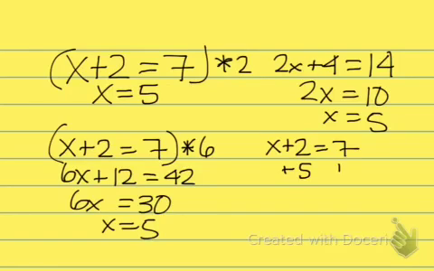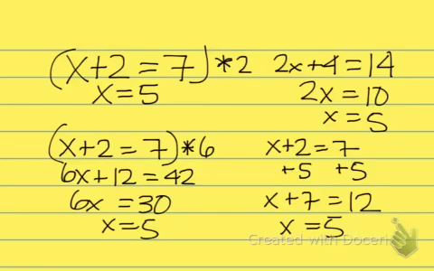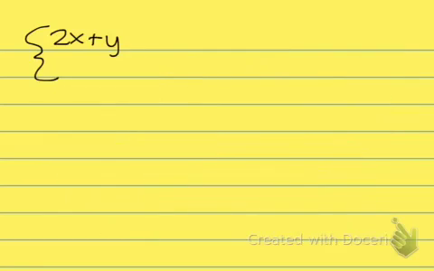And if I have x plus 2 equals 7, if I add the same amount to both sides, it's not going to change the value of the equation. So adding 5 to both sides gives me x plus 7 equals 12. If I subtract 7 from both sides, I get x equals 5 still. So we're going to use that same concept in order to help solve these equations.